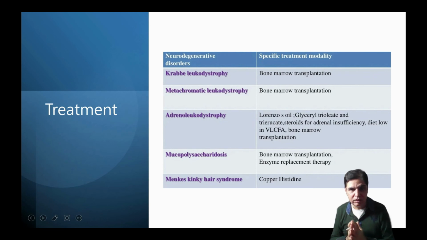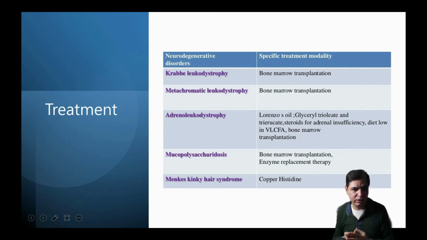Remember these things: for Krabbe's disease, bone marrow transplantation. Similarly, for metachromatic leukodystrophy, bone marrow transplantation is the specific treatment modality. If you are dealing with adrenoleukodystrophy, again it is experimental, but they say Lorenzo oil or glycerol trioleate or steroids. For the adrenal part you can give steroids because they have adrenal insufficiency as well. You have to give them a diet very low in very long chain fatty acids, and bone marrow transplantation can also be tried. But remember, Lorenzo oil has been tried with varying results in adrenoleukodystrophy.